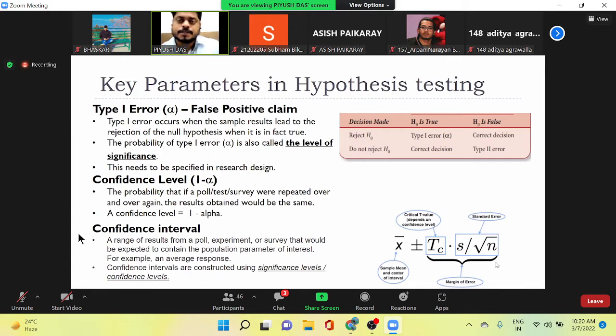So standard error, just see how your estimate will vary. Let's say rather than 10,000, I have taken only 100. So what will happen? The square root of 100 is 10, then S is 2. 2 divided by 10 is 0.2. Let's say the critical value is 2. 2 multiplied by 0.2 is 0.4. So 10 plus or minus 0.4.